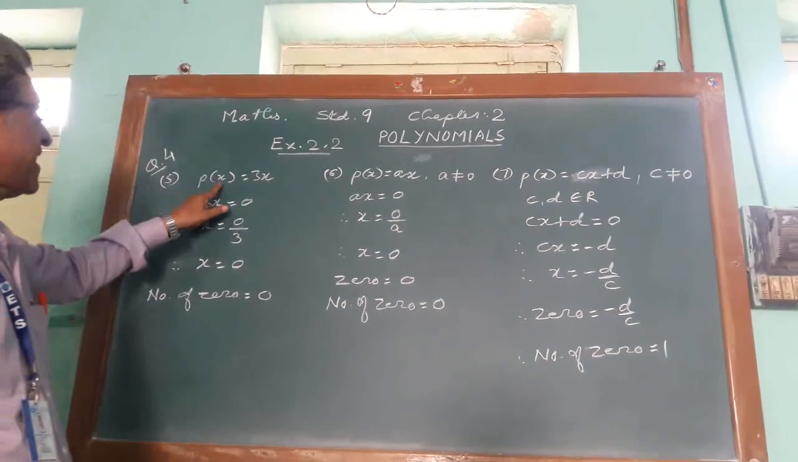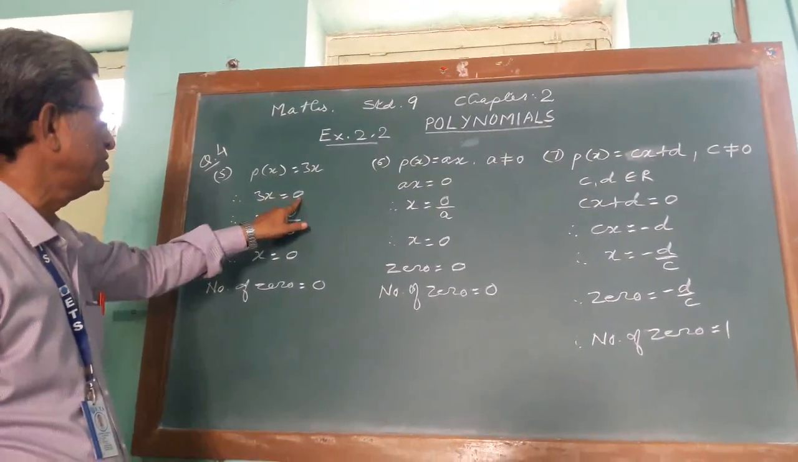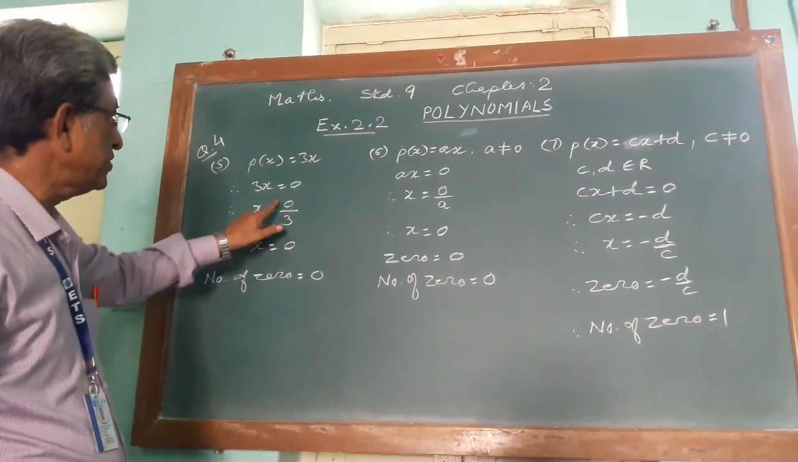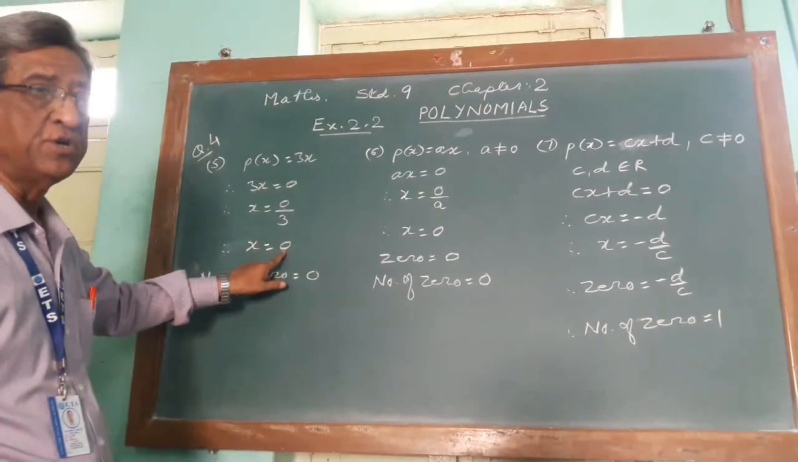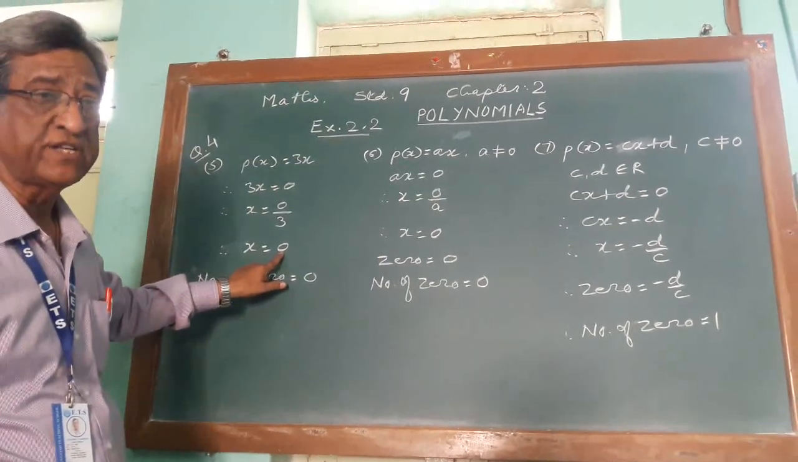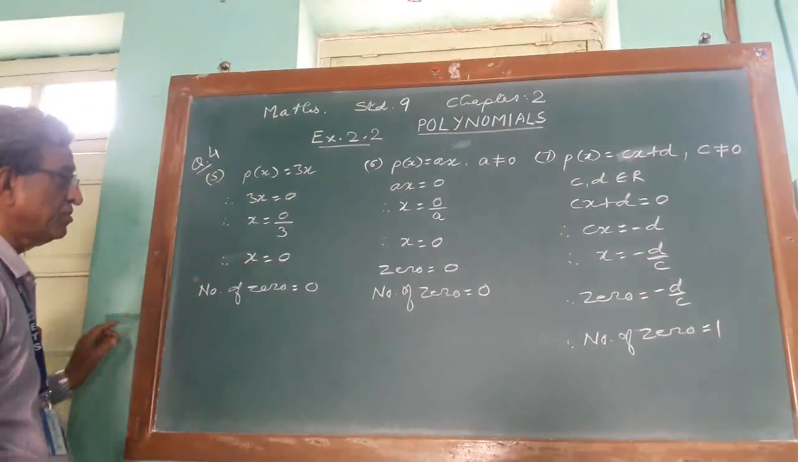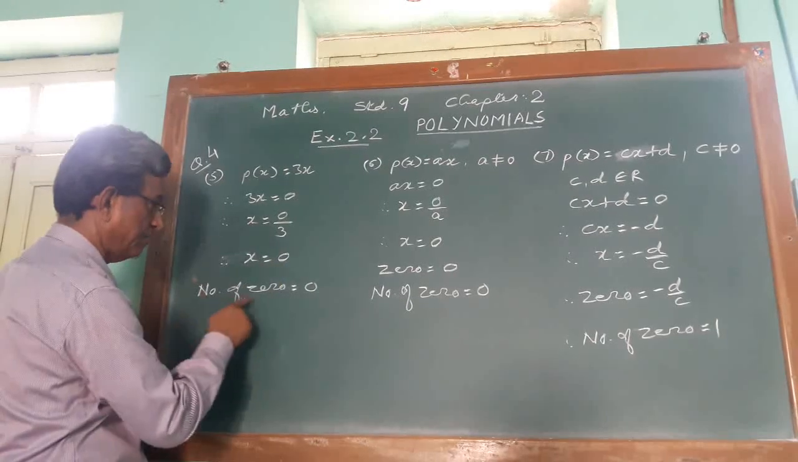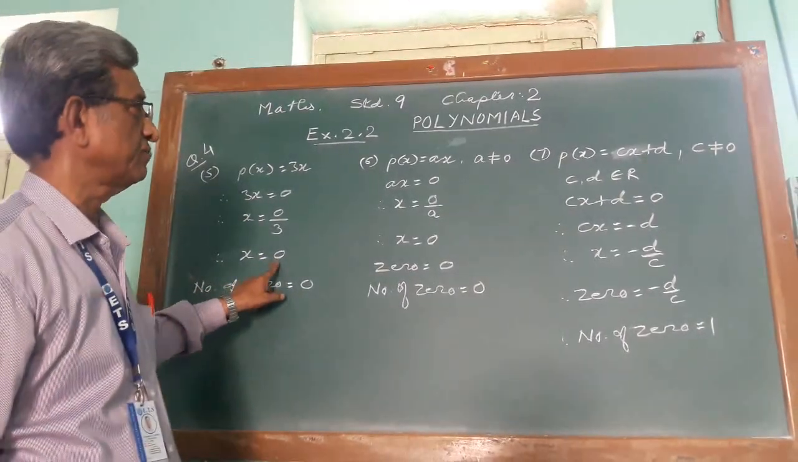Fifth one, p(x) equal to 3x. So 3x is equal to 0. Take 3 on the other side. So you will get x is equal to 0 upon 3. 0 upon 3 gives you 0. 0 upon any number always gives you 0. So here x equal to 0. So the zero of the given polynomial is 0, and the number of zeros is also 0. We don't have any zeros.